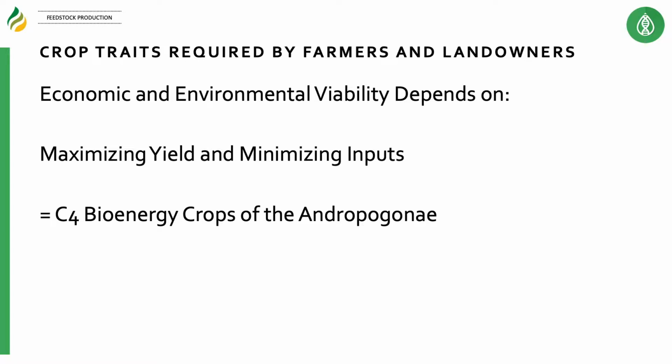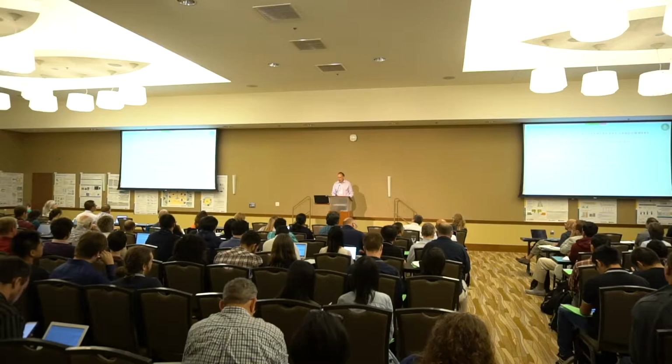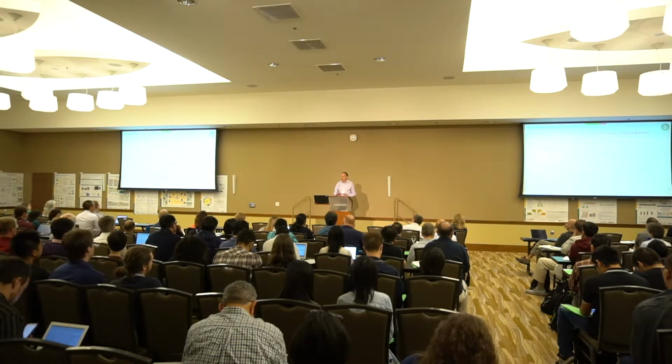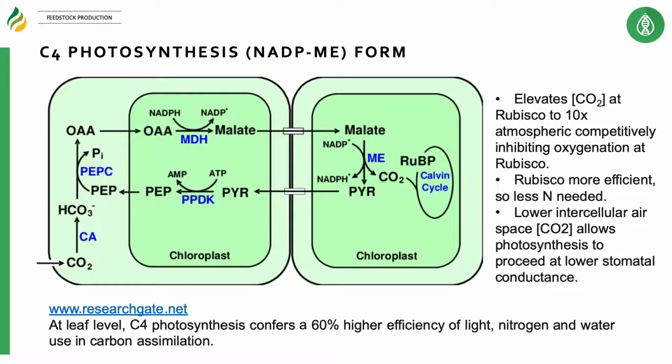Usually if you talk to farmers or landowners about what trait they want in a crop, the first three traits they'll tell you are yield, yield, and yield. But of course, if they can minimize inputs and therefore costs, that's also an advantage. And what I want to tell you is why the C4 bioenergy crops we've focused on, the Andropogoneae, are particularly attractive in this respect. Now, first of all, why C4 photosynthesis?